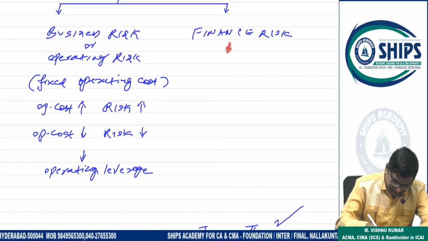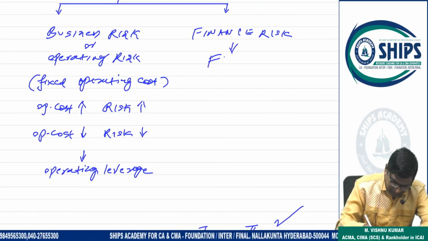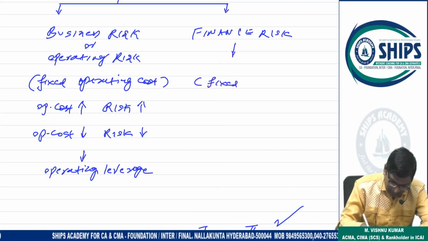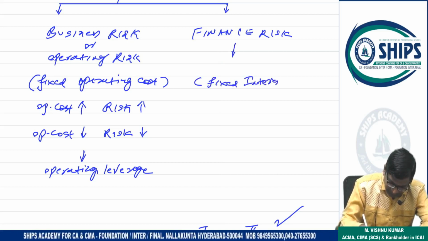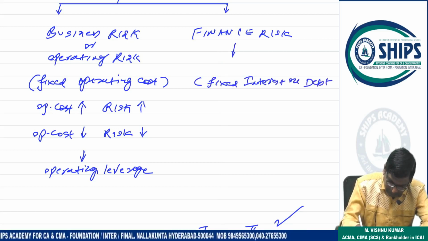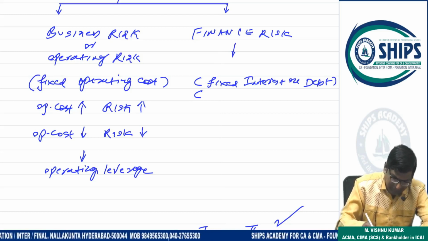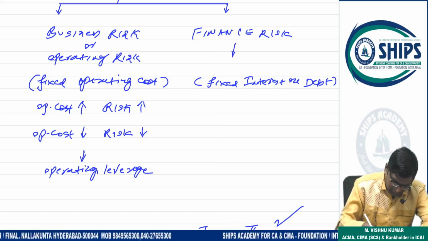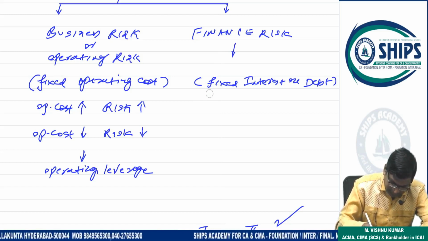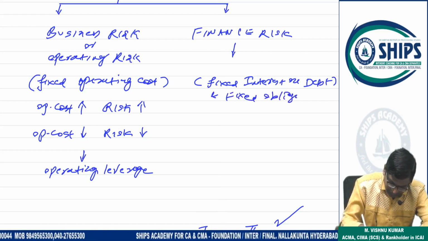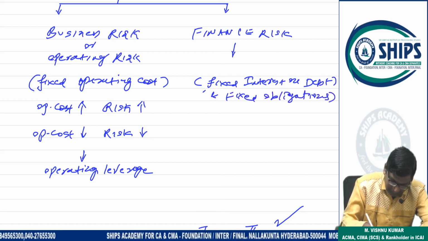This is finance risk. This is arising because of fixed interest on debt and principal amount also. Okay, I will not write principal now, but later you can write it. Now, fixed interest on debt and fixed obligations, write that.